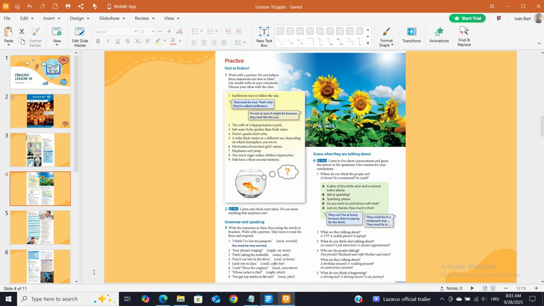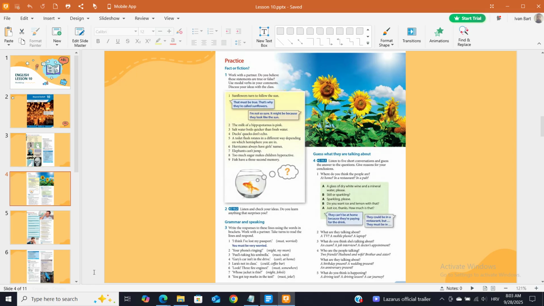1. I think I've lost my passport. (Must, worried.) You must be very worried. 2. Your phone's ringing. (Might, my mum.) 3. Paul's taking his umbrella. (Must, rain.) 4. Gary's car isn't in the drive. (Can't, at home.) 5. Lara's not in class. (Could, coffee bar.)